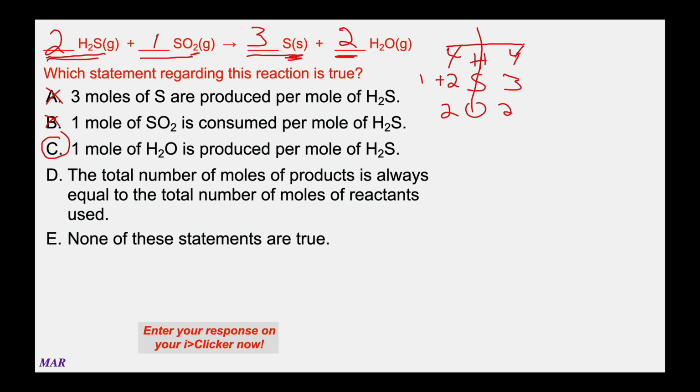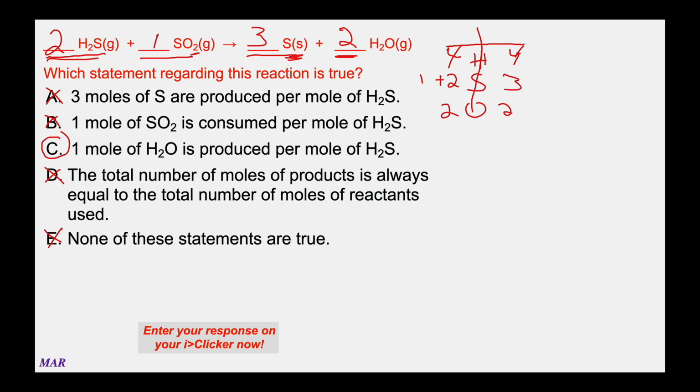D, the total number of moles of products is always equal to the total moles of reactants. That is not the case. All right, you can see from this reaction, which is balanced, that we don't have that. There's a 2 and a 1 on the reactant side, so that would be 3 moles of reactants. And on the product side, there's a 3 and a 2, 5 moles of products. So 3 moles of reactants obviously is not 5 moles of products. The moles of atoms will be the same, but the stoichiometries on the reactant side are not equal to the stoichiometries on the product side. So answer D is not right.